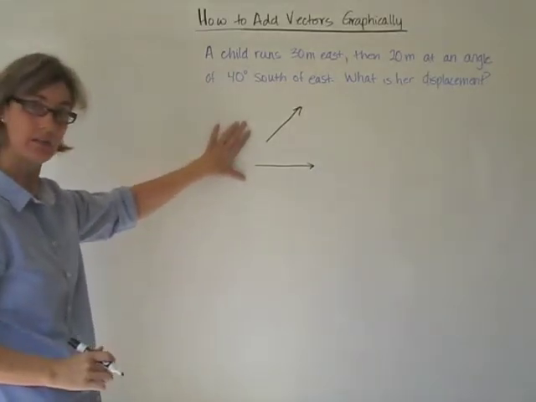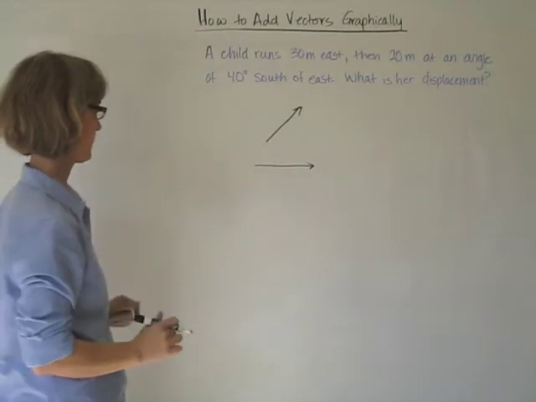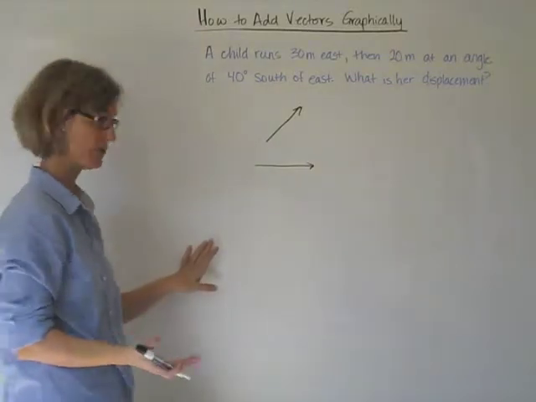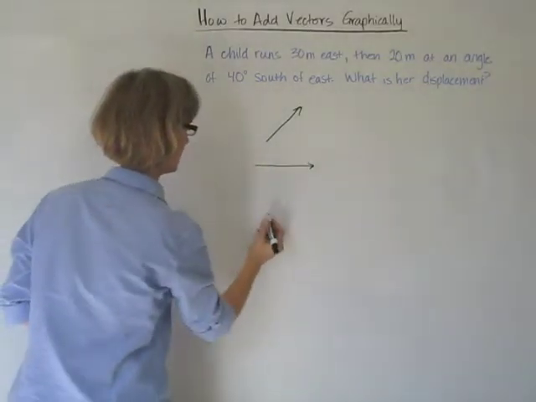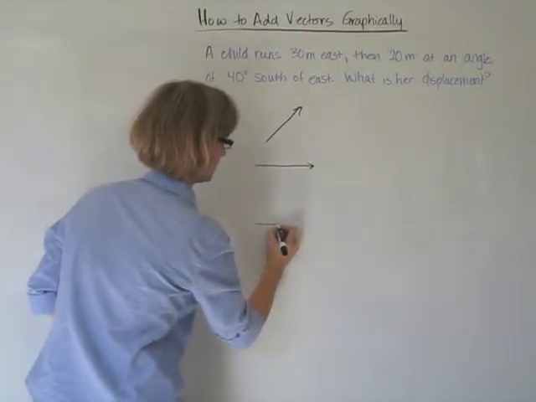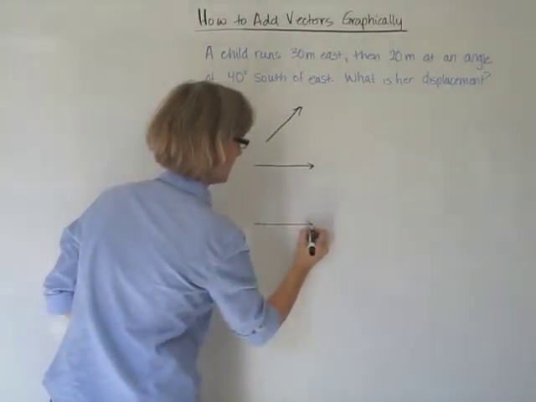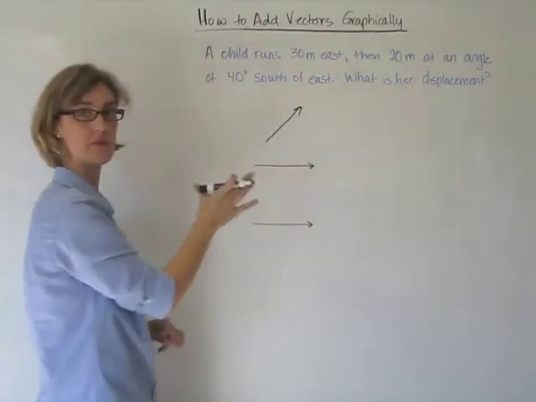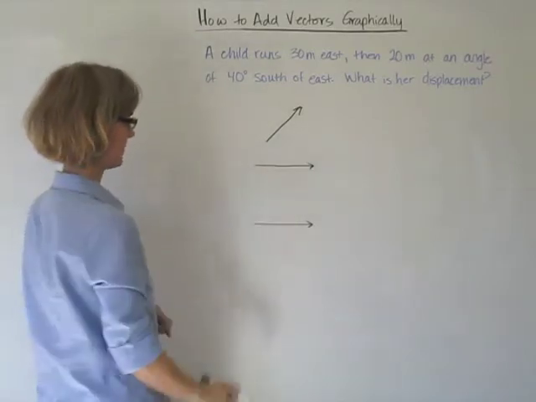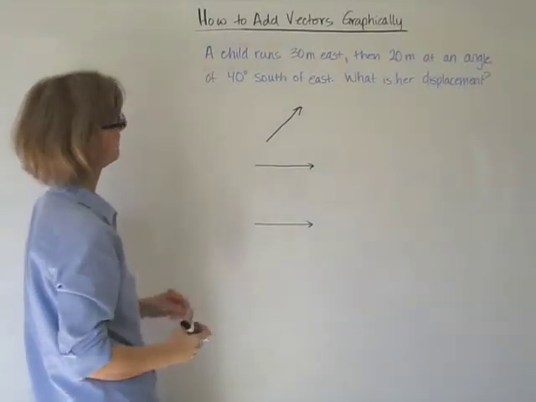When you add vectors, the first step is to draw one of the vectors, and it doesn't matter which vector you start with. So I'm going to start with this one. So you first draw the vector, and when you draw it, you have to be careful to keep the length and the direction the same as the original vector. Otherwise, you're making a different vector.